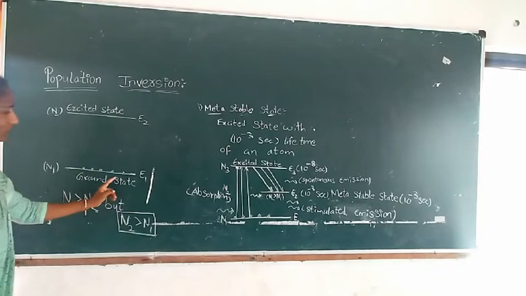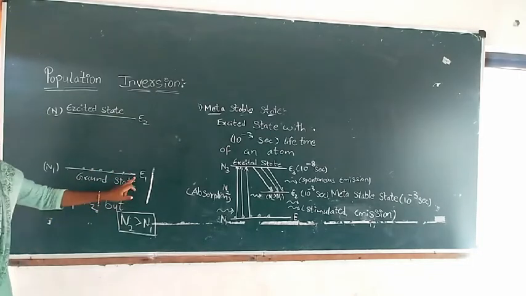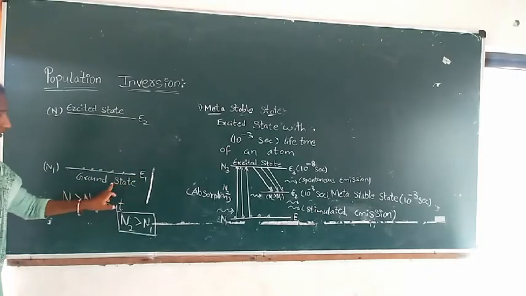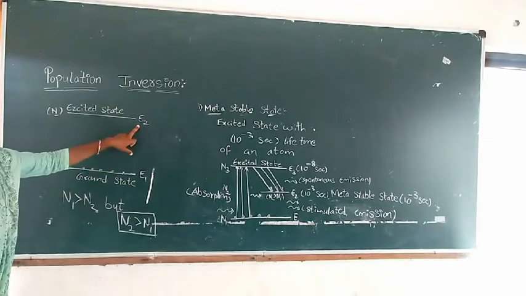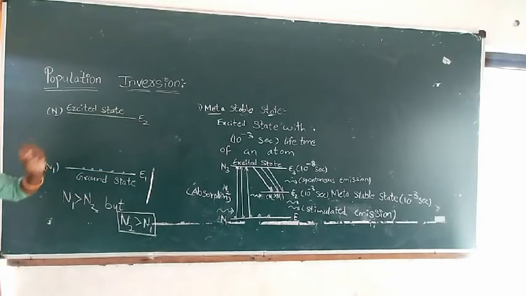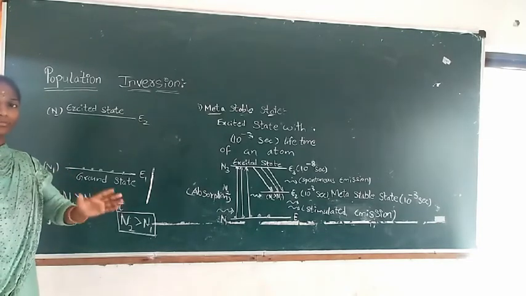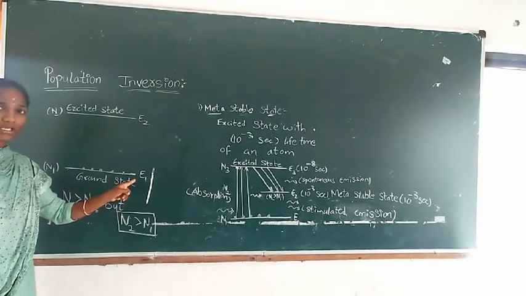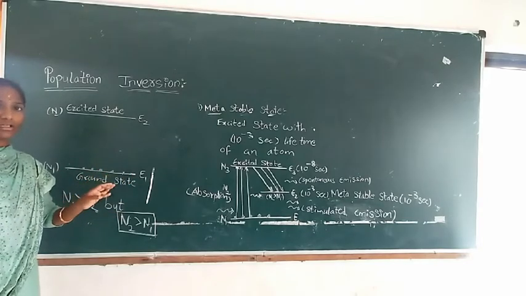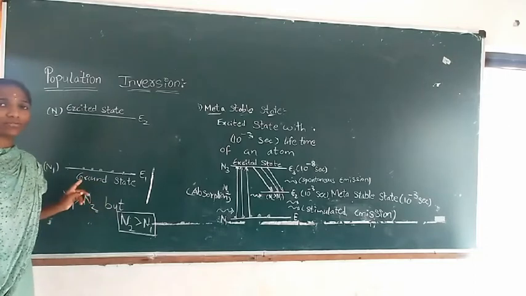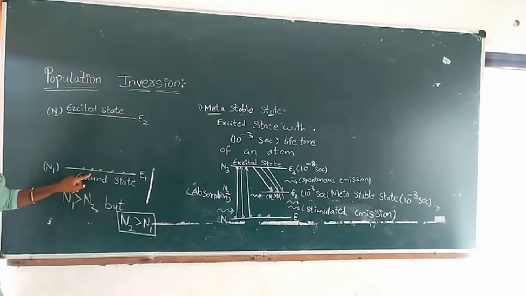We are considering two energy levels, where E1 is the energy level of the ground state and E2 is the energy level of the excited state. The atoms or particles before absorption stay in the ground state, but when we incident a photon of energy on the ground state, it starts the excitation process and moves towards the excited state.